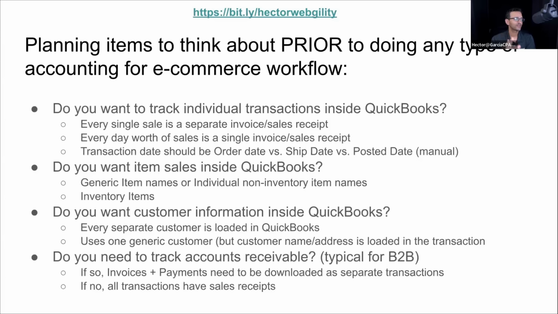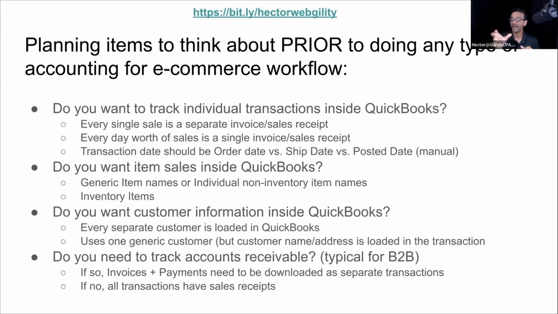The next major question is, do you want the individual items, like the individual products and services being sold, inside QuickBooks? And if so, do you want them to come in as individual non-inventory items so that you can track sales by item? Or do you want them to come in with generic item names where you don't have a distinction, like an item report?